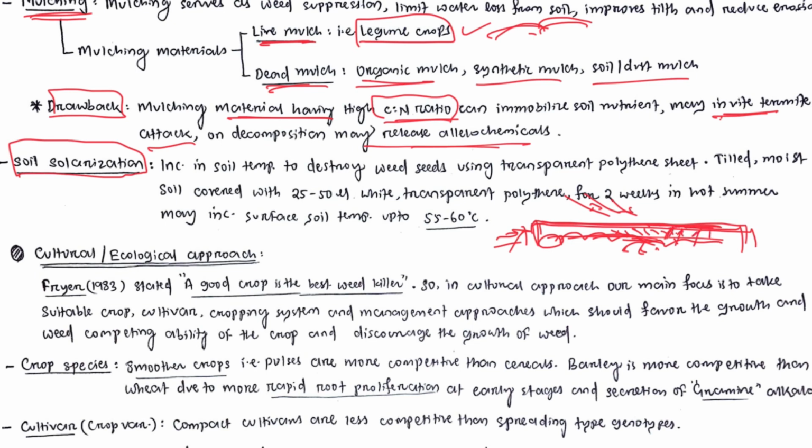After losing energy, they will be trapped between the soil surface and the transparent plastic film. That will increase the soil temperature up to 55 to 60 degrees Celsius and more. At this temperature, no weeds or weed seeds can survive. So that is another physical approach of weed control.